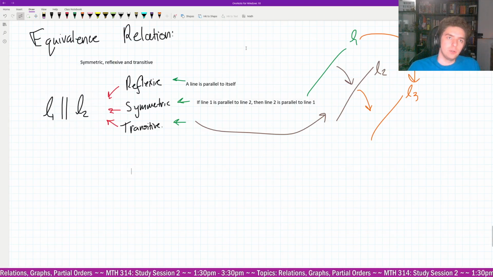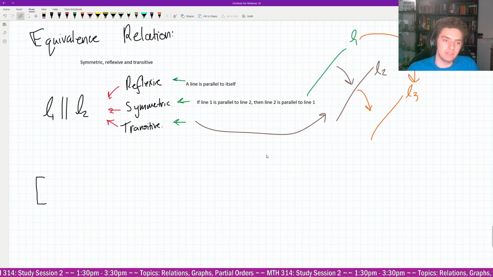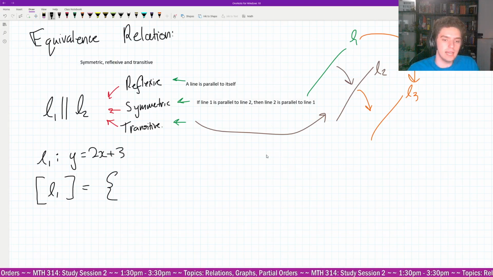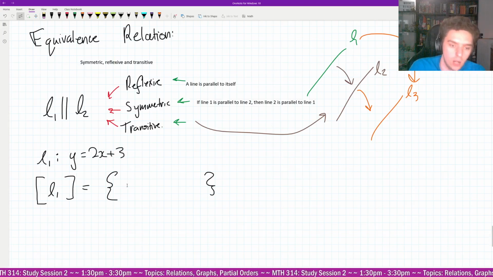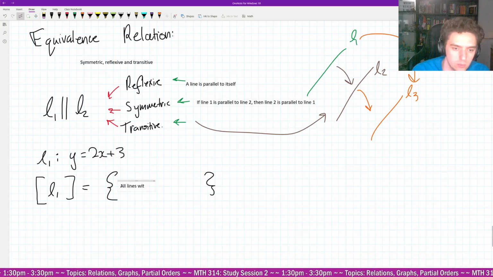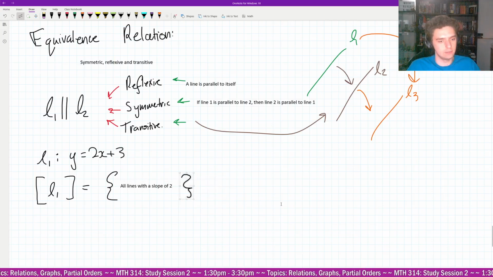So you can think about an equivalence class, right? All of these lines that we just drew here are part of an equivalence class. Let's say I have the line L1, which is y equals 2x plus 3. So the equivalence class of L1 is the set which contains all lines with a slope of 2, right? That's the equivalence class of line 1.